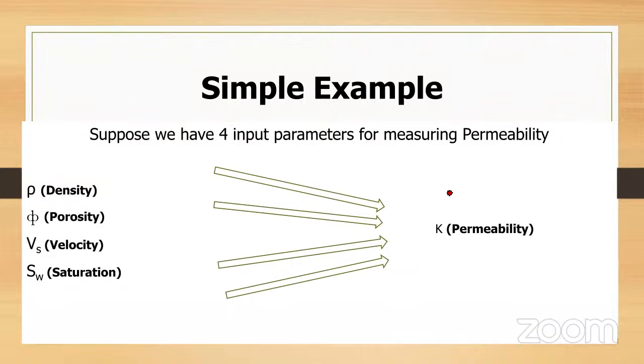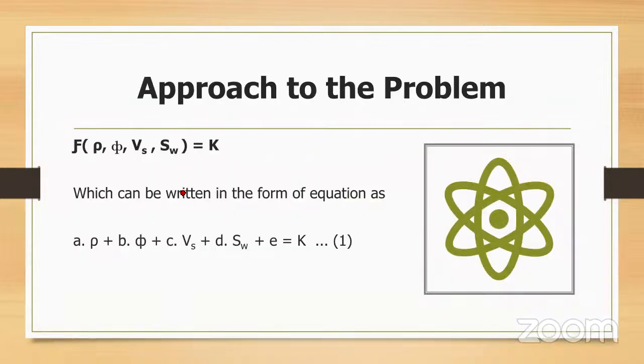Let's say we want to predict the formation permeability, which is K, as a function of certain inputs like the rock bulk density, the porosity, the sonic velocity, and the water saturation. So we want to use these input parameters in order to estimate the permeability. This means we are trying to have K as a function of rho, phi, Vs, and water saturation.